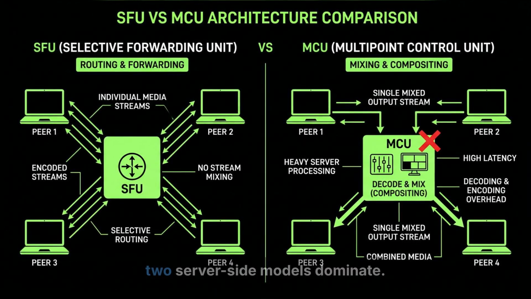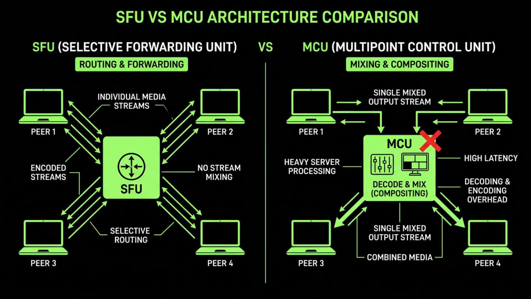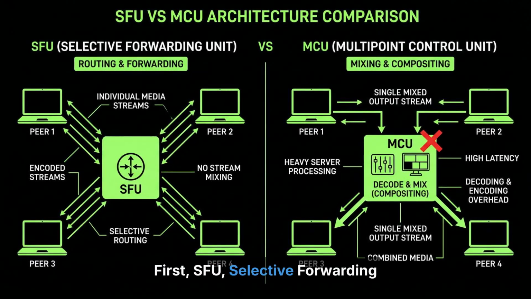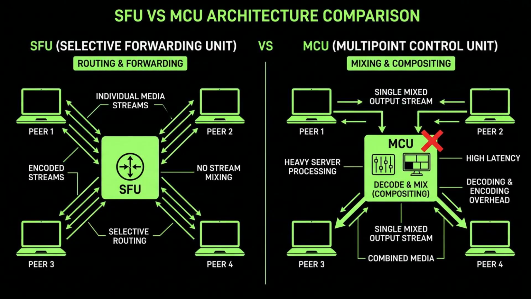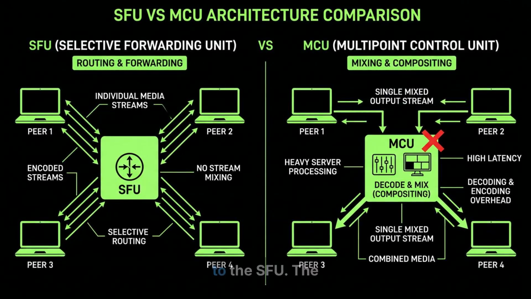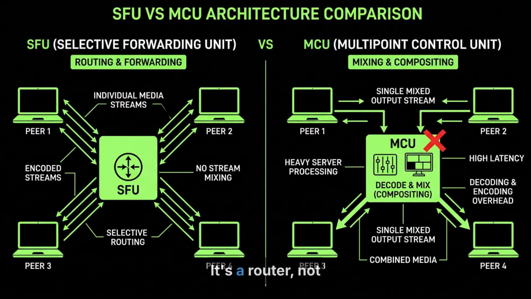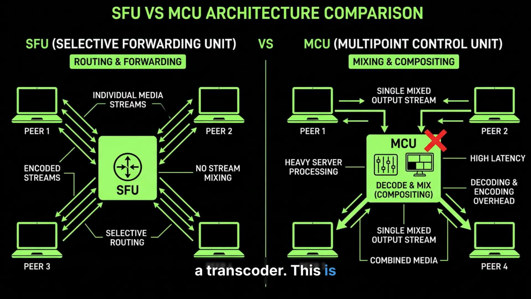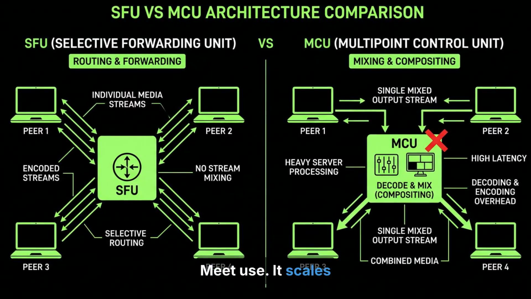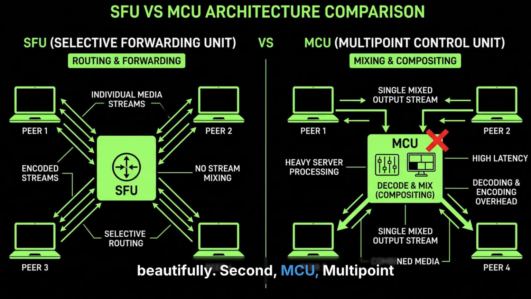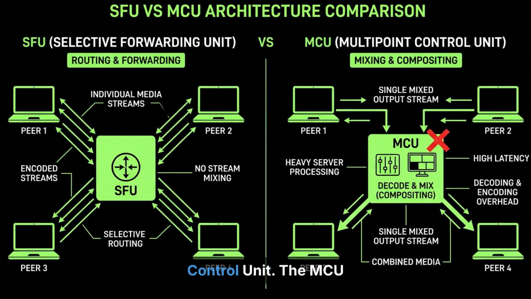For larger groups, 2 server-side models dominate. First, SFU, Selective Forwarding Unit. Each participant uploads once to the SFU. The SFU forwards streams to everyone else without decoding. It's a router, not a transcoder. This is what Zoom and Google Meet use. It scales beautifully. Second, MCU, Multi-Point Control Unit.